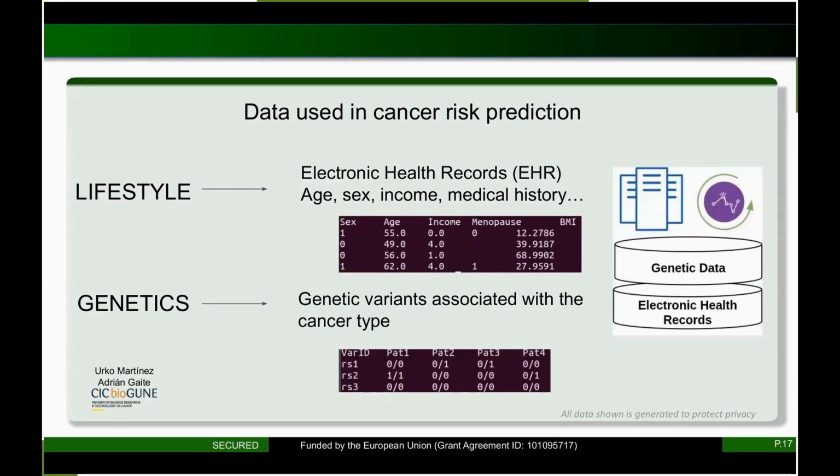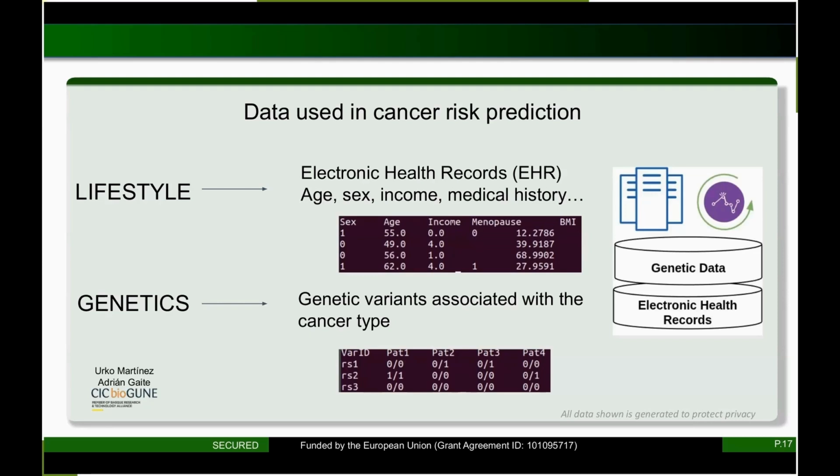On the other hand, you can also use genetic information, which can be different genetic variants that you already know are associated with the cancer type. So here, on the other hand, we have an example where we have the patients in the columns and the different risk variants in the rows. And we will have for each variant information on whether this patient has no alleles of that variant, 0, 0, one allele of that variant, 0, 1, or both alleles, 1 and 1. This is just one of the ways of representing it. But again, you will have to agree on how you encode this.